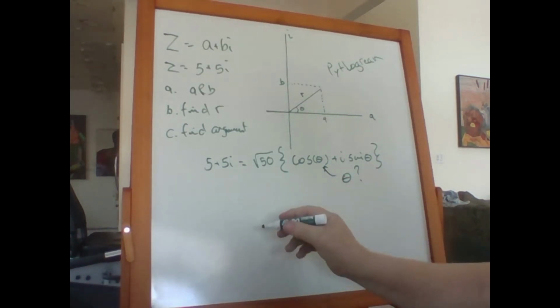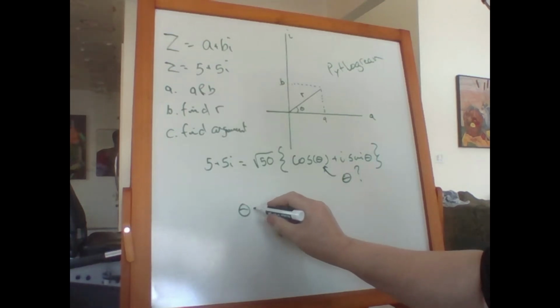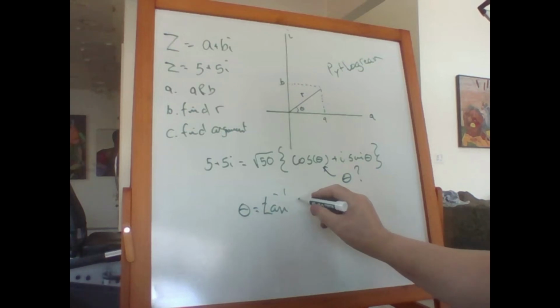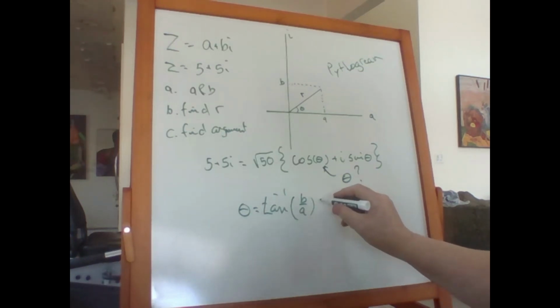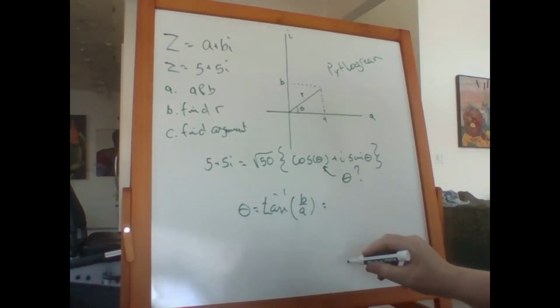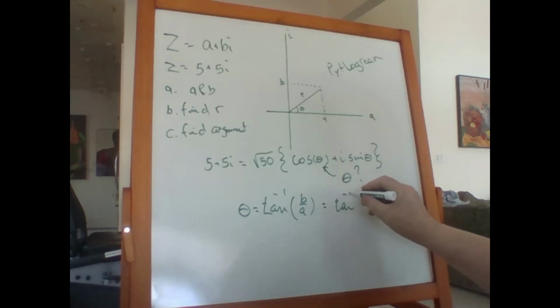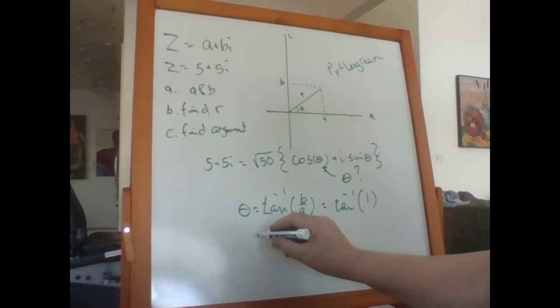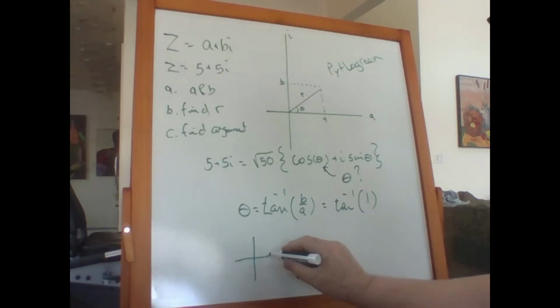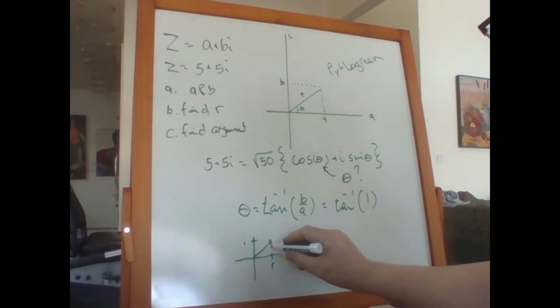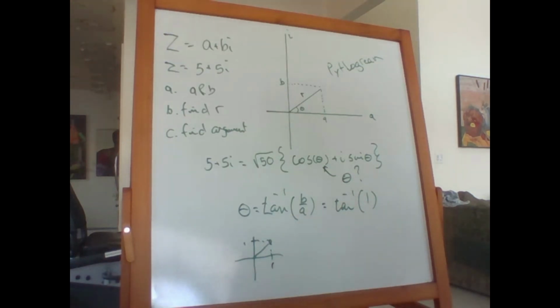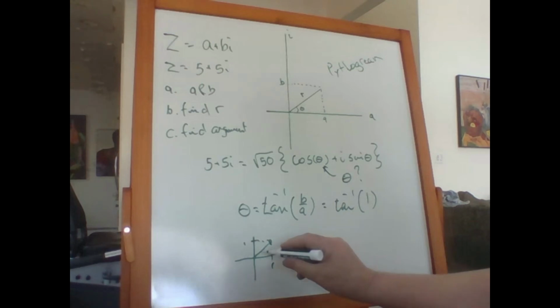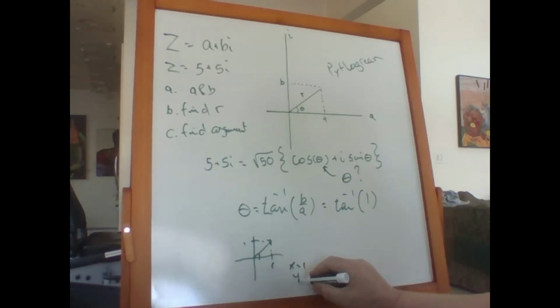Well, we go to our definition where theta is equal to the arctan of B on A. And in this case, B and A are the same, so we have arctan of 1. And remember in our trigonometry that we have a situation where x equals 1, y equals 1, and r equals the square root of 2.